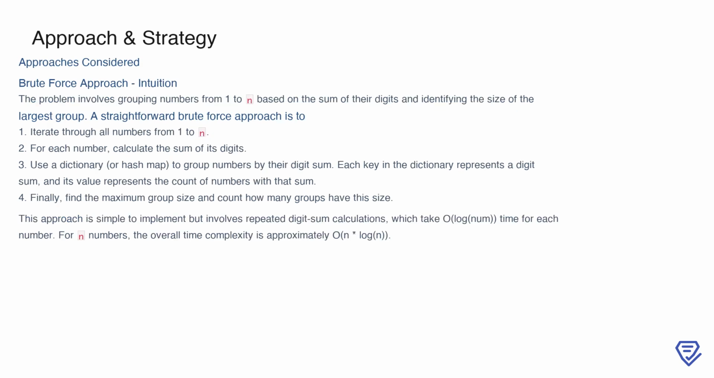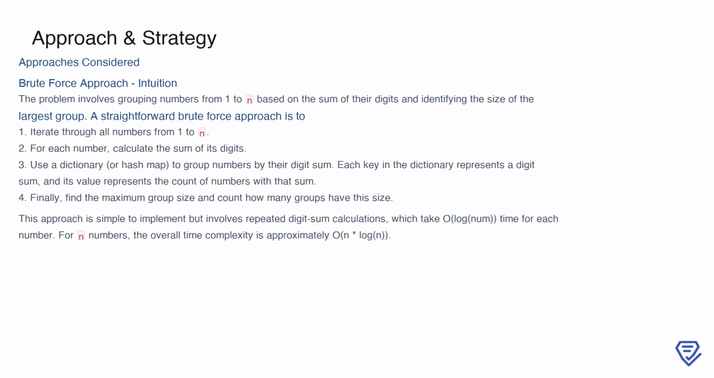To solve this problem, one possible approach is to use a brute force method. The idea is simple: we group numbers from 1 to n based on the sum of their digits. To do this, we iterate through all numbers from 1 to n, calculate the sum of the digits for each number, and use a dictionary to group numbers by their digit sums. In this dictionary, the keys represent the digit sums, and the values represent the count of numbers with that sum.